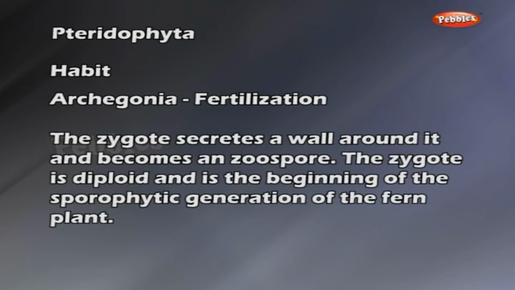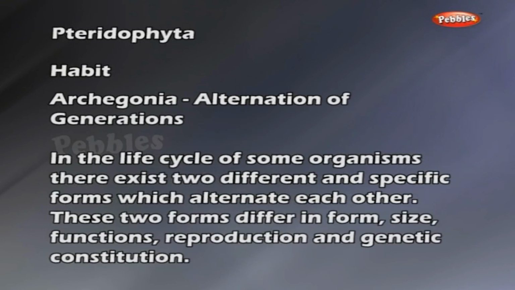The zygote secretes a wall around it and becomes a zoospore. The zygote is diploid and is the beginning of the sporophytic generation of the fern plant.